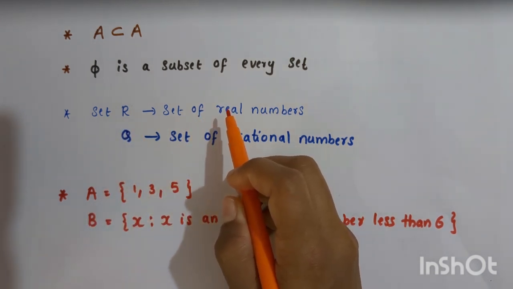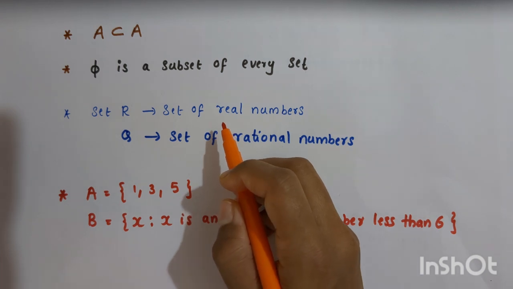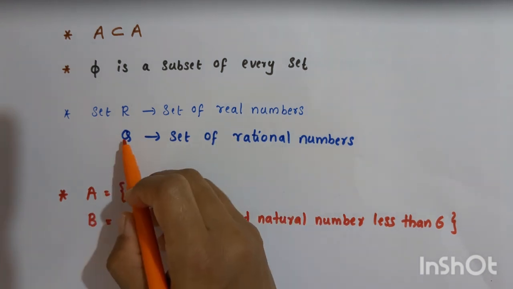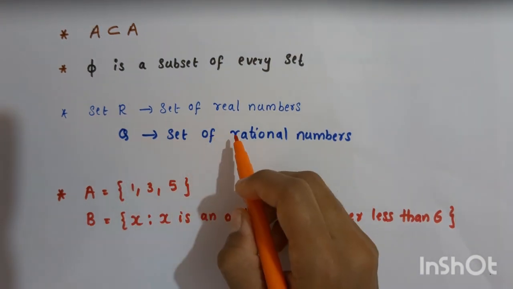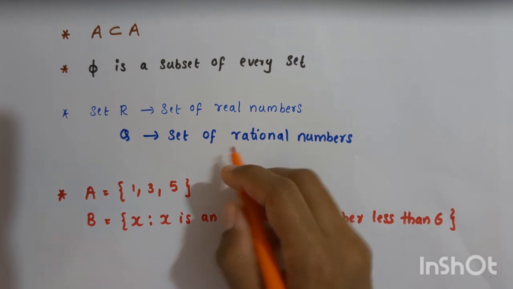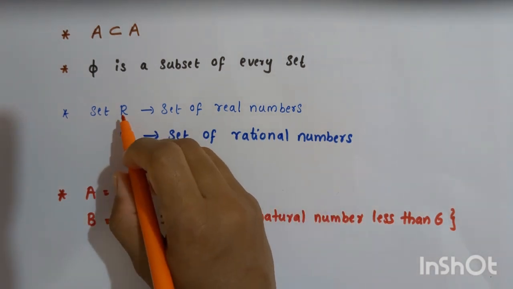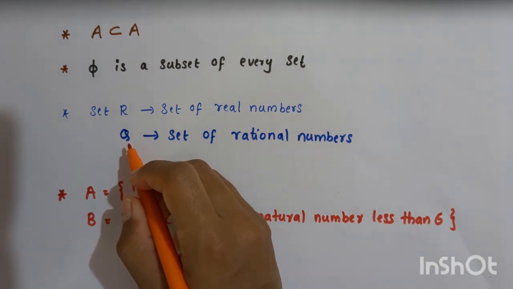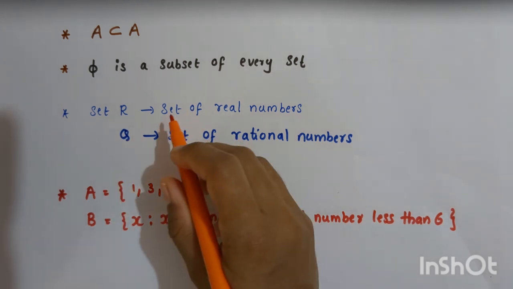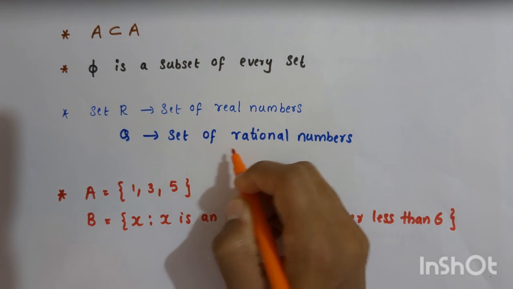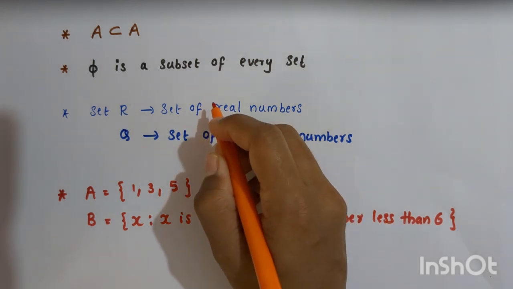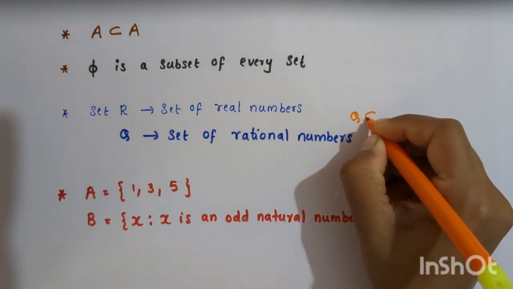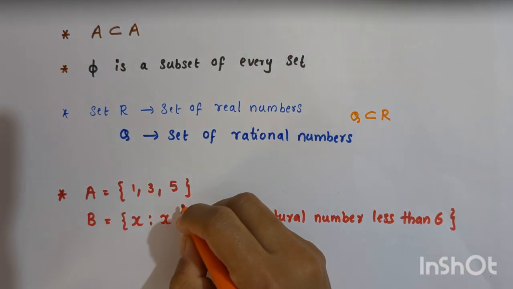Now, if we consider the set R, which is a set of real numbers. Real numbers actually contain both the rational and irrational numbers. Then set Q, which is a set of rational numbers. So you see, real numbers has both the rational and irrational numbers, and Q is a set of rational numbers only. So you see Q is a subset of R, no? Because rational numbers are already there in the set of real numbers. So we can say that Q is a subset of R.